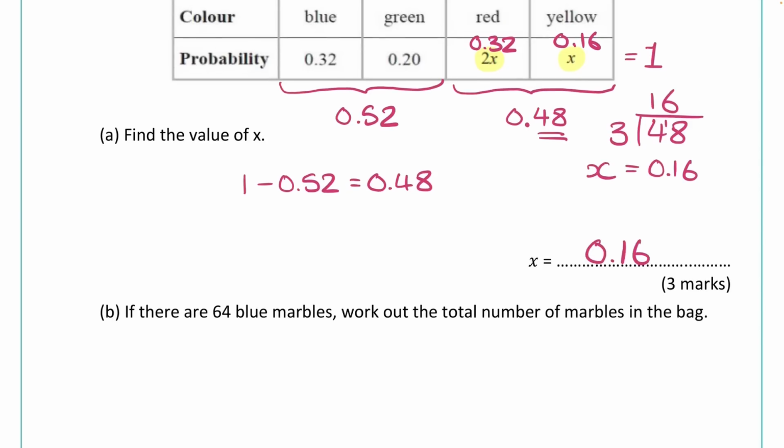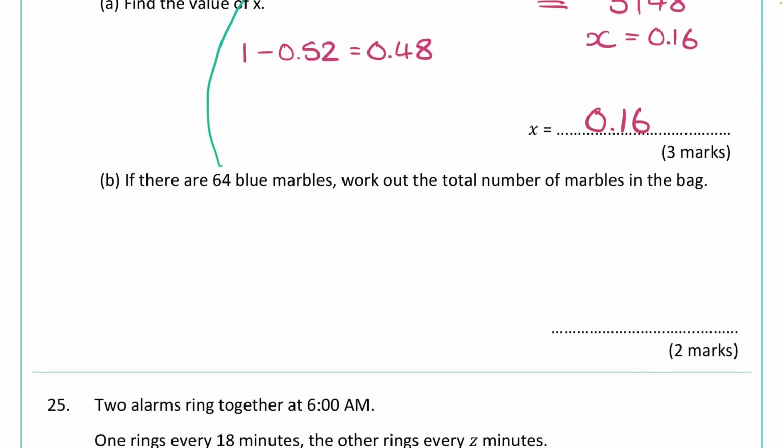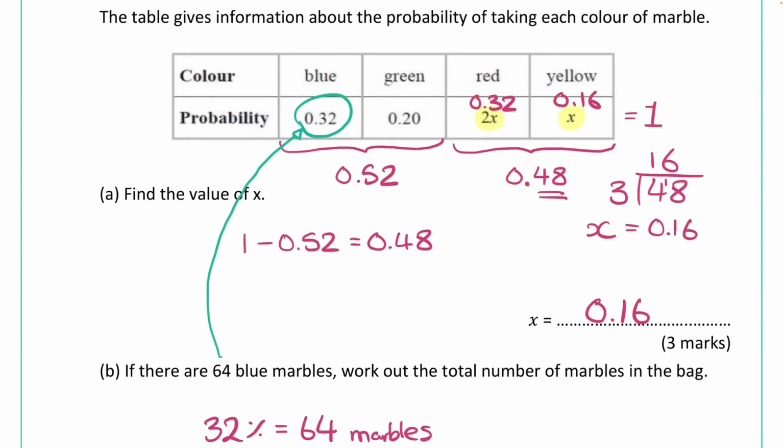In part B, it says if there are 64 blue marbles, work out the total number of marbles in the bag. Now this is a reverse percentage question essentially, or a reverse decimal if we choose to keep it as a decimal, but this is referring to the blue up here, which is 0.32. So I would just write that 32% is equal to 64 marbles. Okay, all I've done is written that decimal as a percentage.